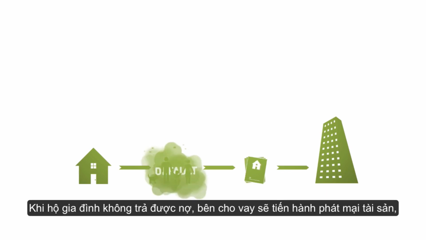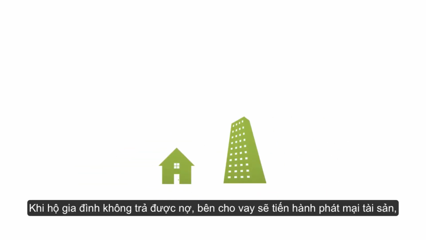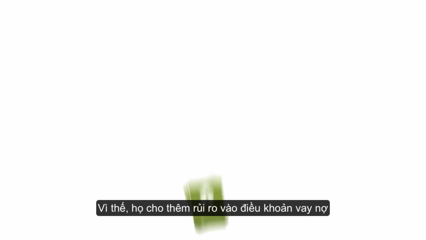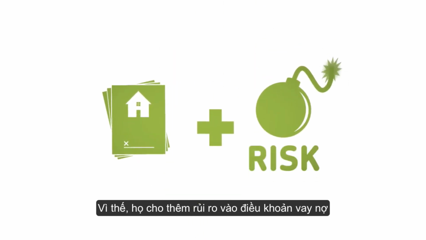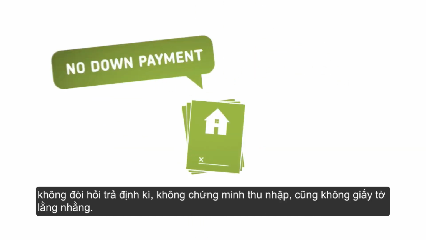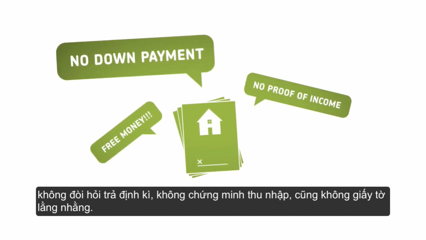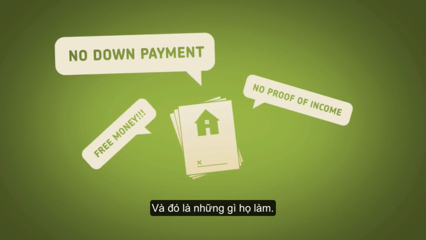When homeowners default on their mortgage, the lender gets the house, and houses are always increasing in value. Since they're covered if the homeowners default, lenders can start adding risk to new mortgages, not requiring down payments, no proof of income, no documents at all. And that's exactly what they did.